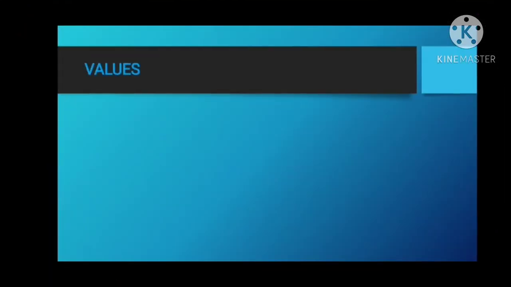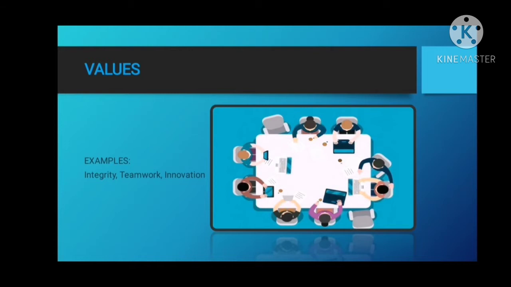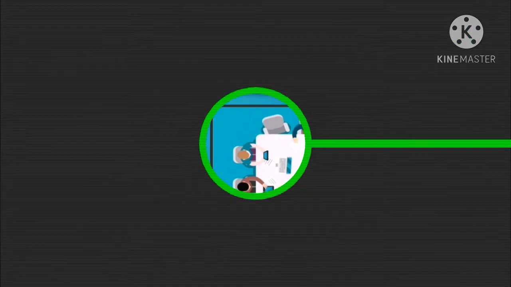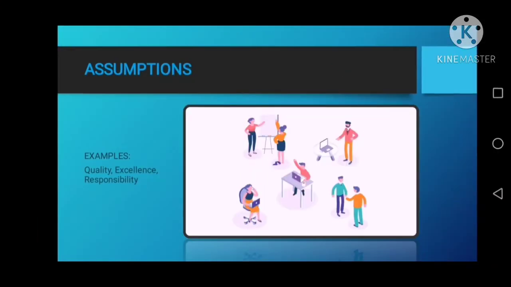The next one is values. It is stated here the rules of behavior and desired traits. Examples are integrity, teamwork, and innovation. The third level of culture is the basic assumptions. It is the deepest level, hence the most difficult to comprehend. They are the shared but unspoken. Examples of it are quality, excellence, and responsibility.